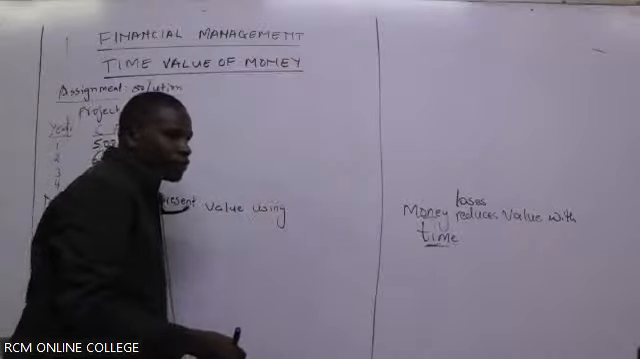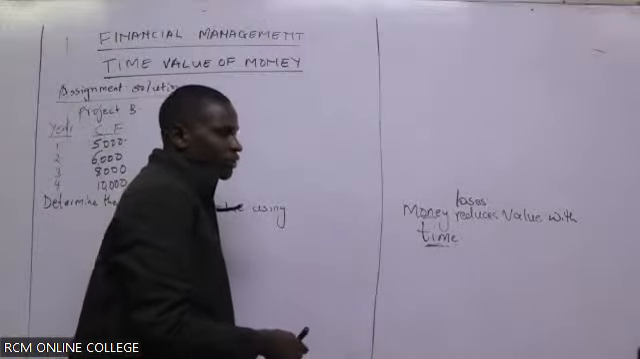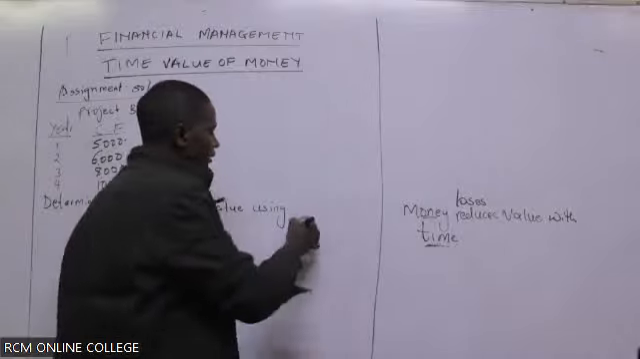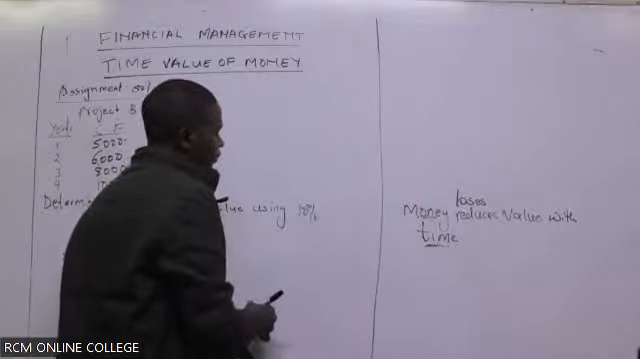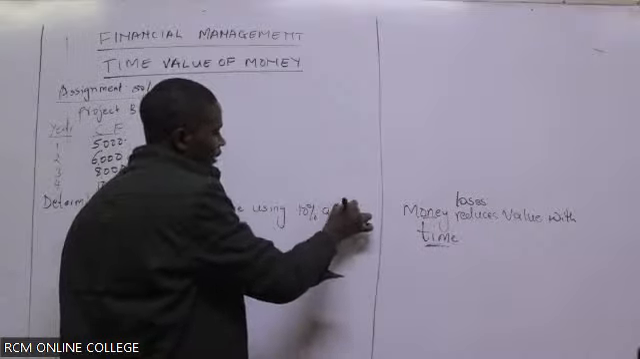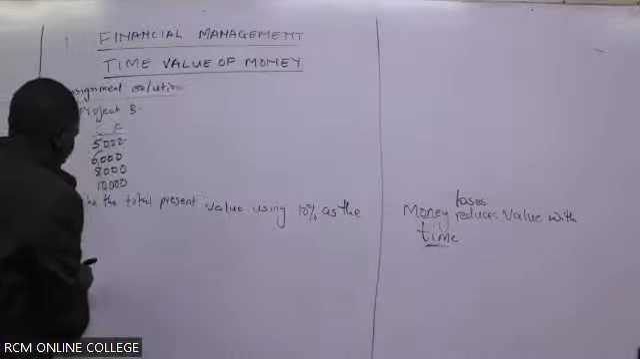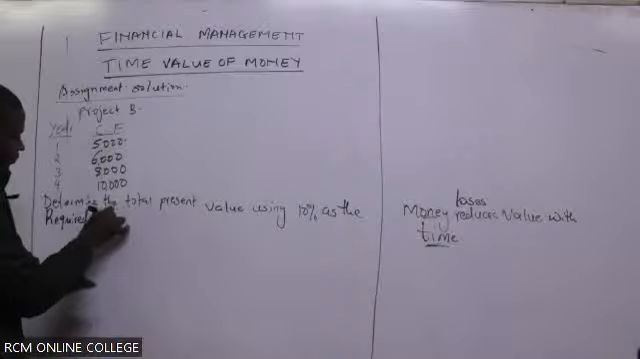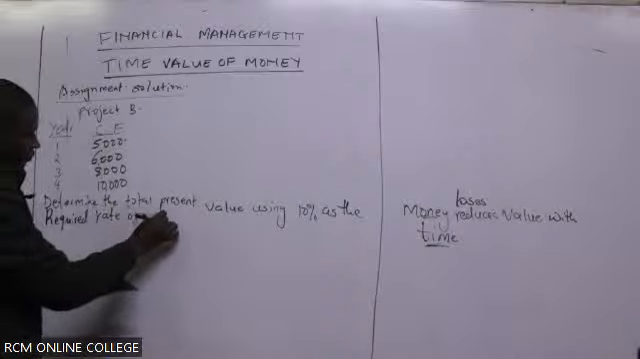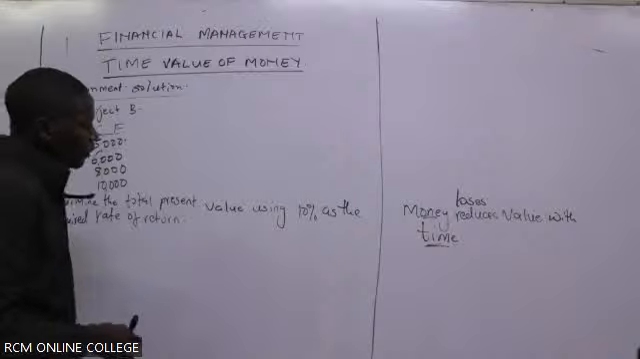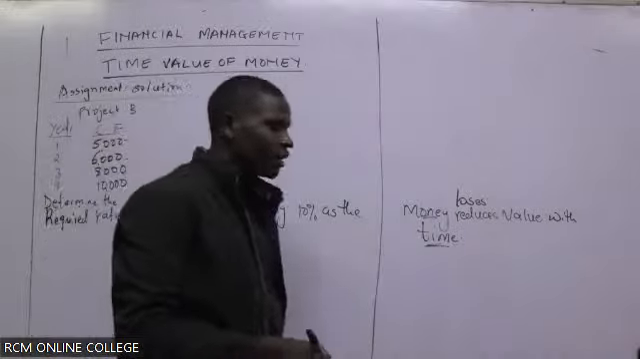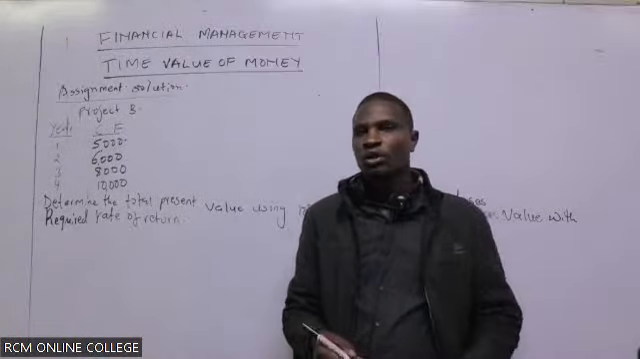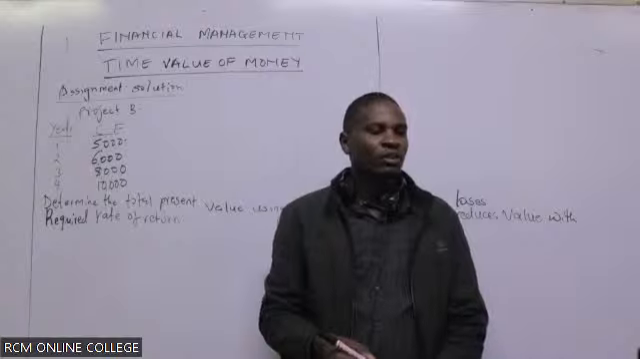What was the rate of return? Was it 10% or 13%? 10%. Using 10% as the required rate of return. So once the examiner asks you such a question, you need to first of all identify the type of cash flow that you have.